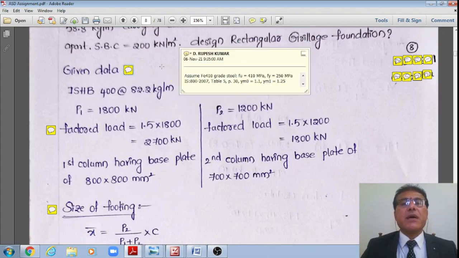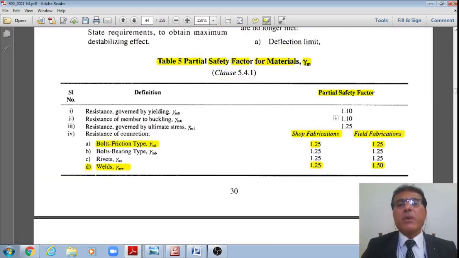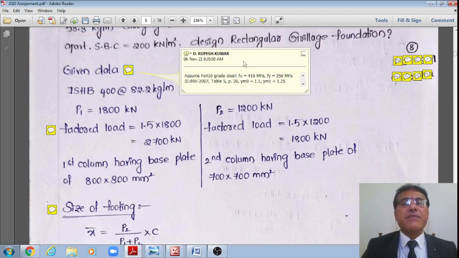Now I will assume Fe410 grade steel, for which the ultimate strength of the steel is 410 MPa and the yield stress is 250 MPa. If I go to IS 800 2007, table 5, page number 30, we can see that this table 5 gives the resistance governed by yielding, gamma m0 equal to 1.1, and the resistance governed by ultimate strength, gamma m1 equal to 1.25. Therefore, I just noted down these partial safety factors.